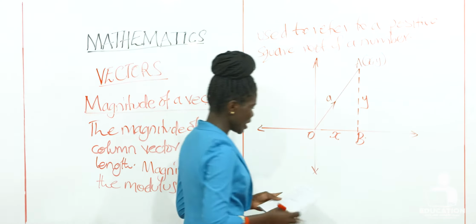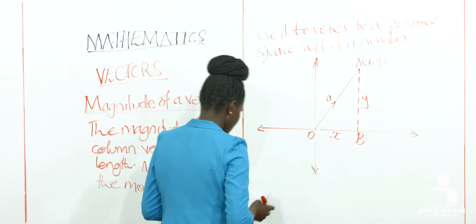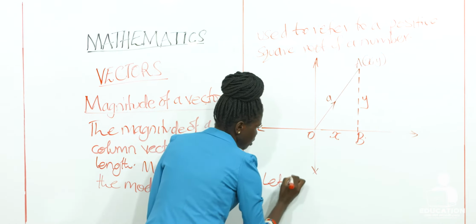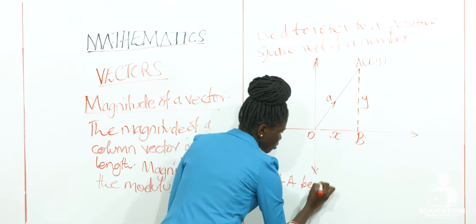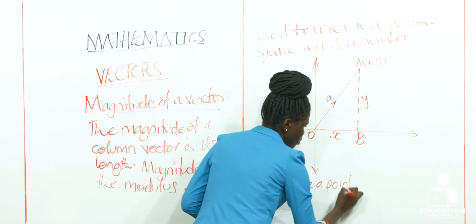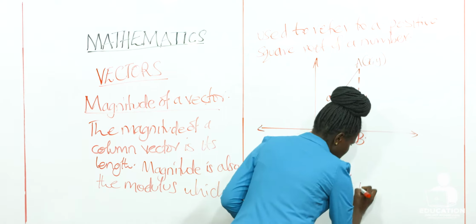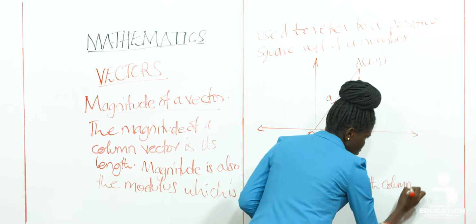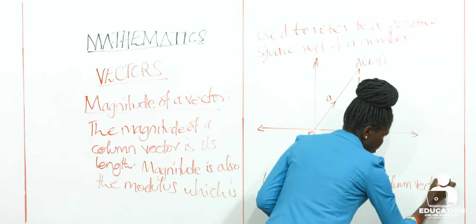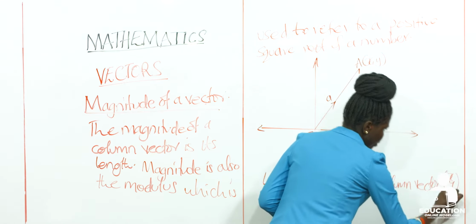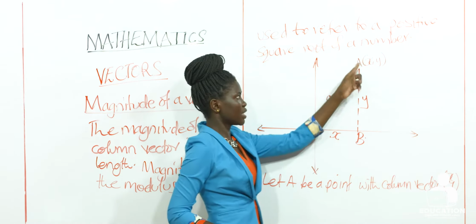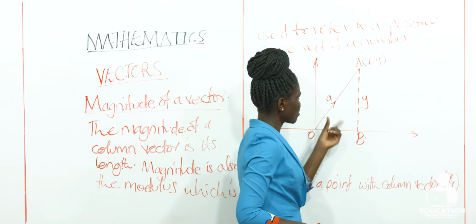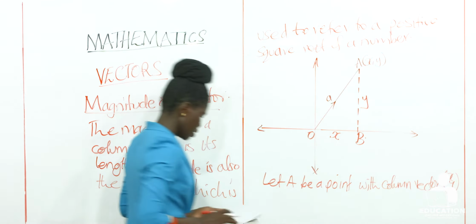So with this we are saying, let A be a point with column vector x, y. This is the column vector x, y. The point where A meets, we are having the x and the y. This is the point where the two meet.